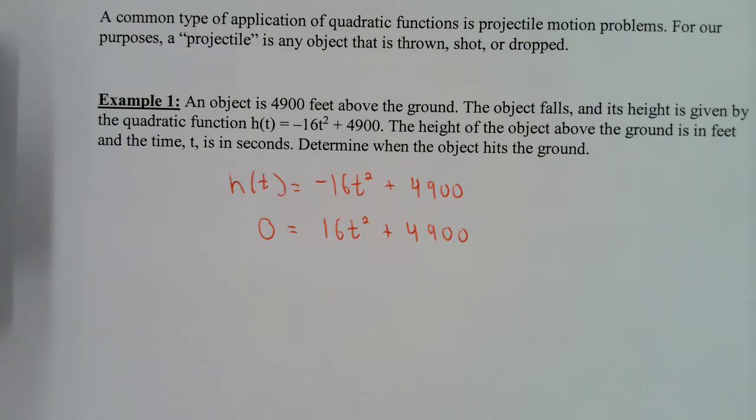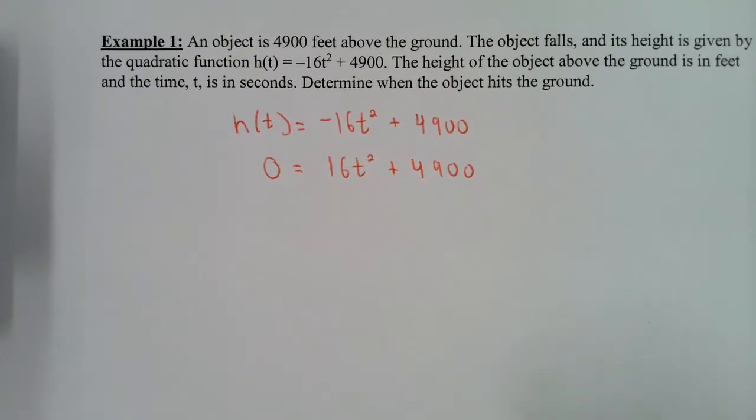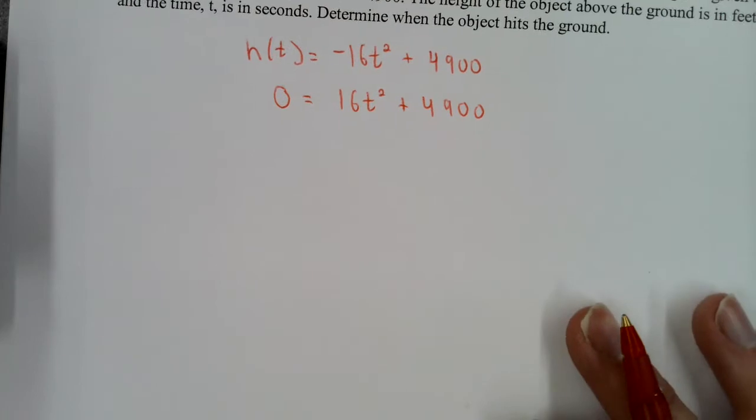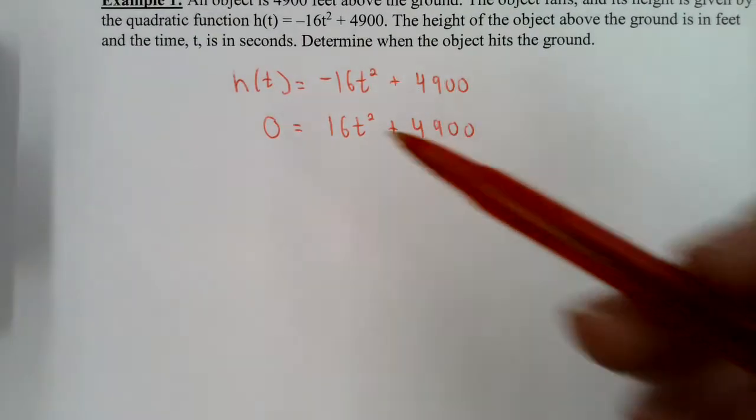Now there's a couple ways to go about this problem. We have to solve it for t. There's a bunch of ways you could do this. I guess you could use the quadratic formula if you want, but I am going to solve it using square roots. I'm going to get t squared by itself.